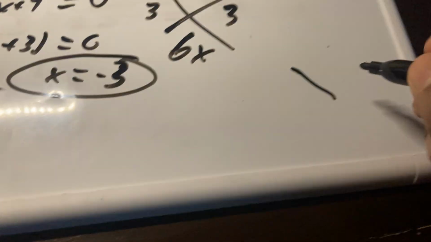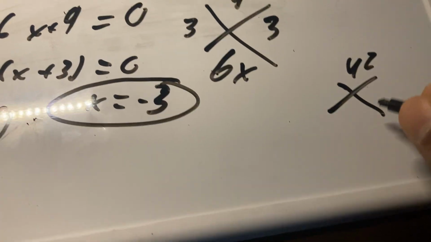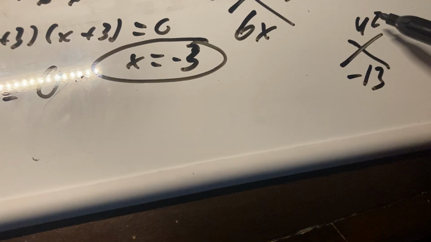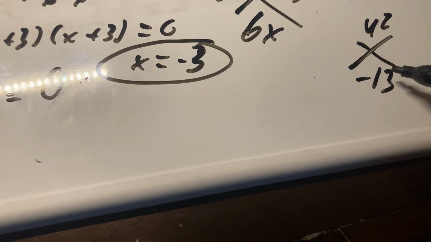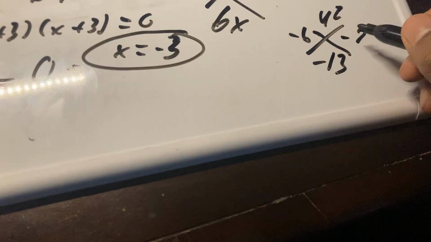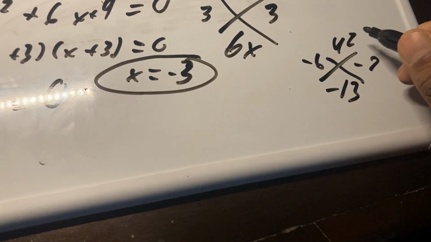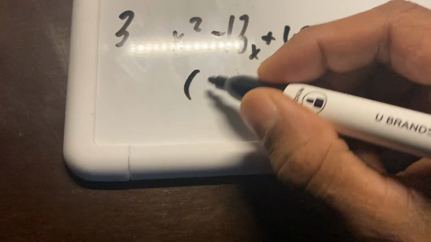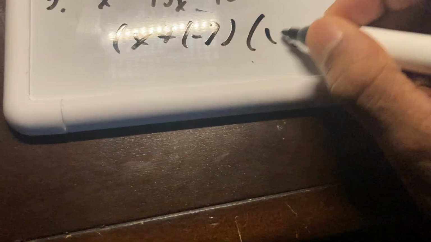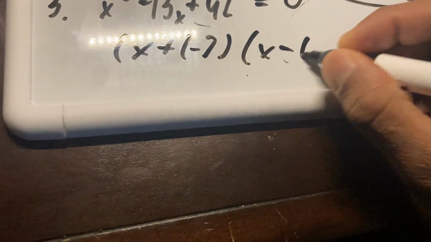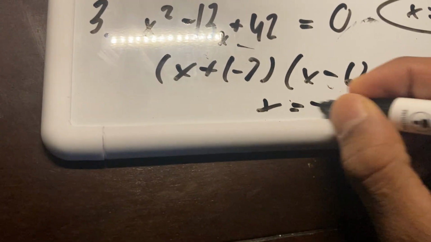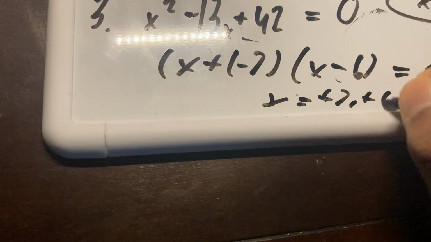So we get 42 and -13. So 6 times 7 is 42, but 6 plus 7 is 13, not -13. But if we do -6 times -7, when we add those two up, we get -13, and we multiply to make 42. So our factored form would be (x minus 6)(x minus 7). And to solve for x, we get +7 and +6.